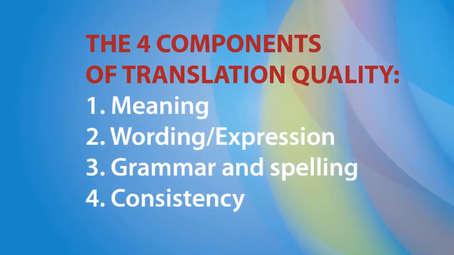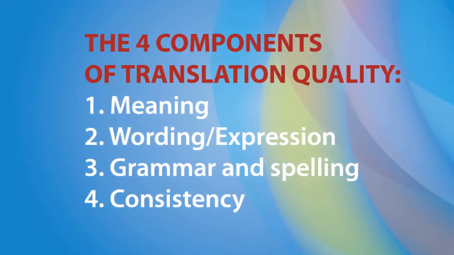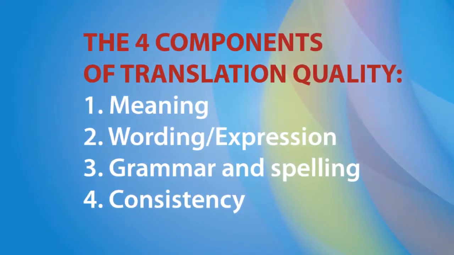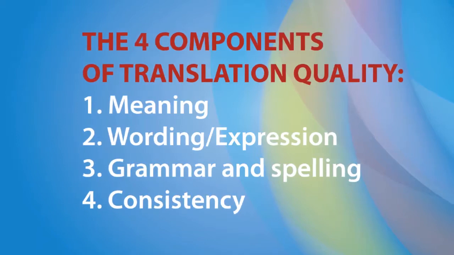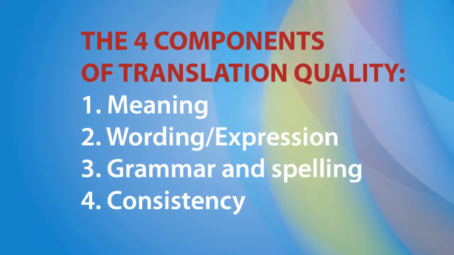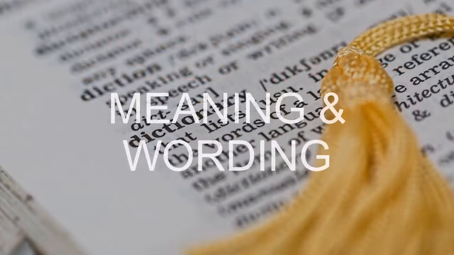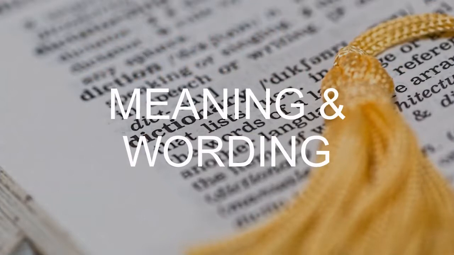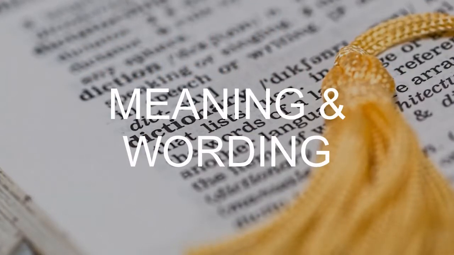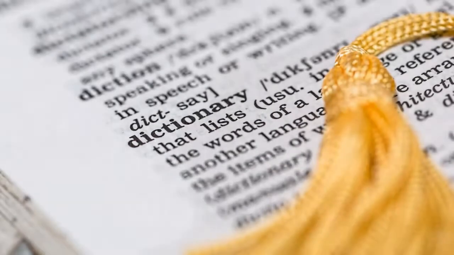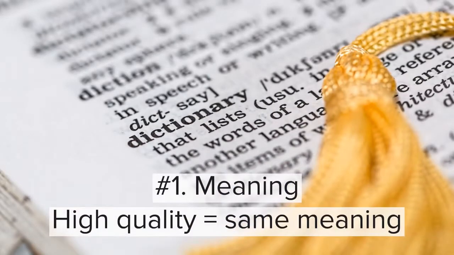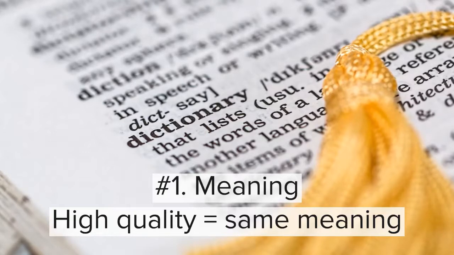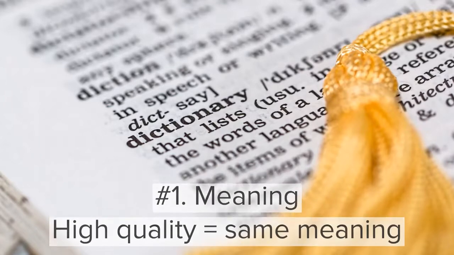We're talking about translation quality here, but what does that mean? Well, there are 4 components to it: meaning, wording or expression, grammar and spelling, and consistency. Here, we can focus on the first 2. Basically, we want to know if the translation has the same meaning as the original and how well worded it is. A high-quality translation will have the same meaning as the text that was translated, whereas one where meaning is omitted, added, or changed will be of lesser quality.